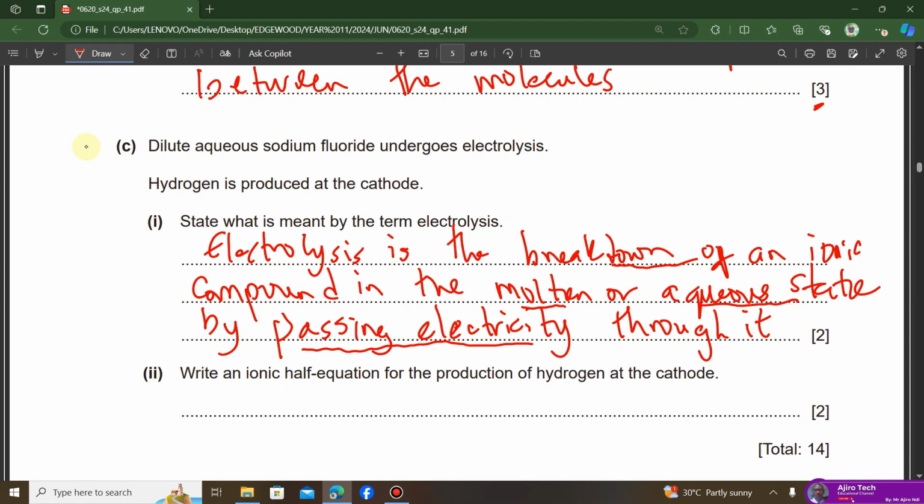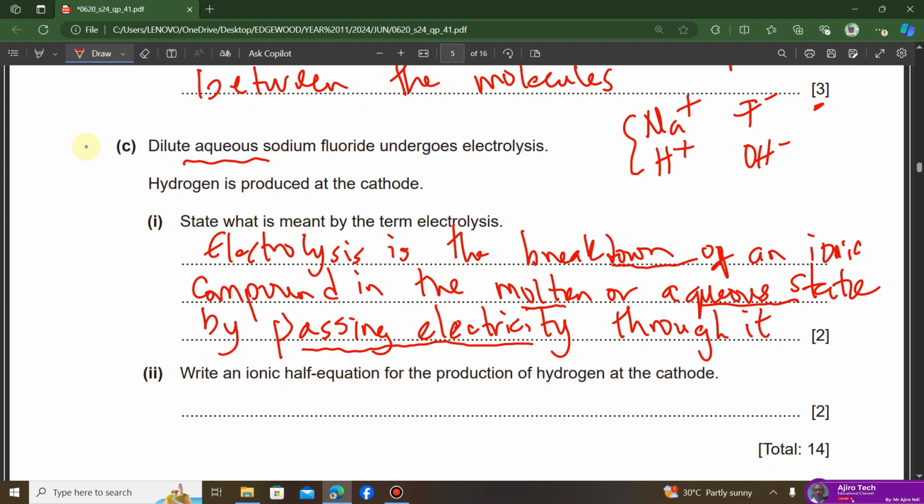All right, so the next question, you have to write ionic half equation for the production of hydrogen at the cathode. So we're looking at dilute aqueous sodium fluoride as the electrolyte. So there are sodium ions there, there are hydrogen ions, there are fluoride ions, and then we have the hydroxide ion. But our focus is at the cathode this time. The cathode is the negative electrode, so it attracts the positive ion. So hydrogen is deposited at the cathode. And at the cathode, what goes on is reduction.